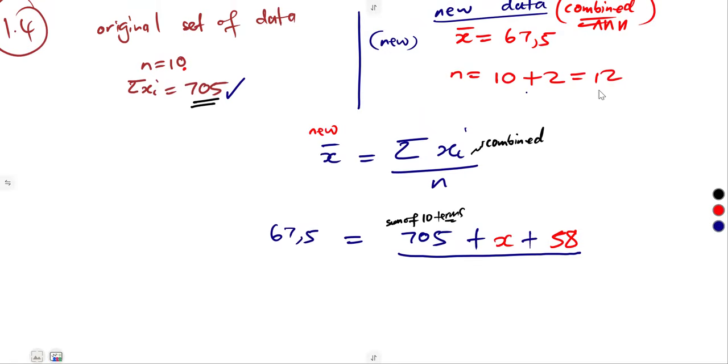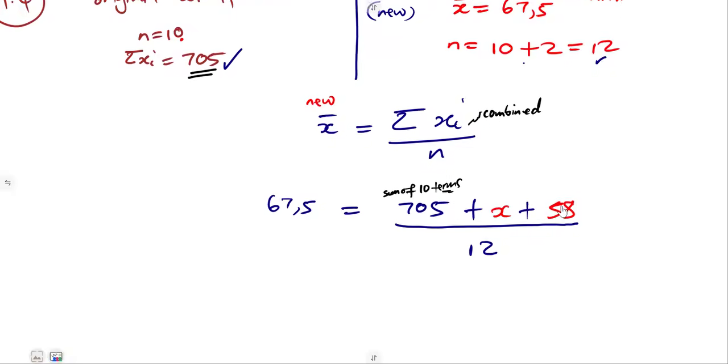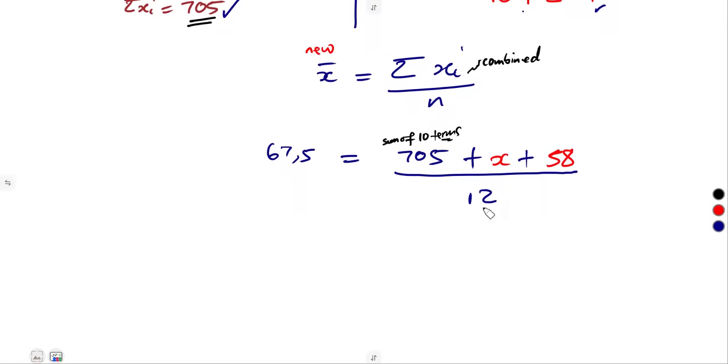That is going to be what? 12. We are no longer going back to this. We have added 2 learners. So out of 10, we add. So now it is out of what? Out of 12. So we formed an equation, guys, that we must solve for x. So let's solve for x and see what we are going to have at the end.